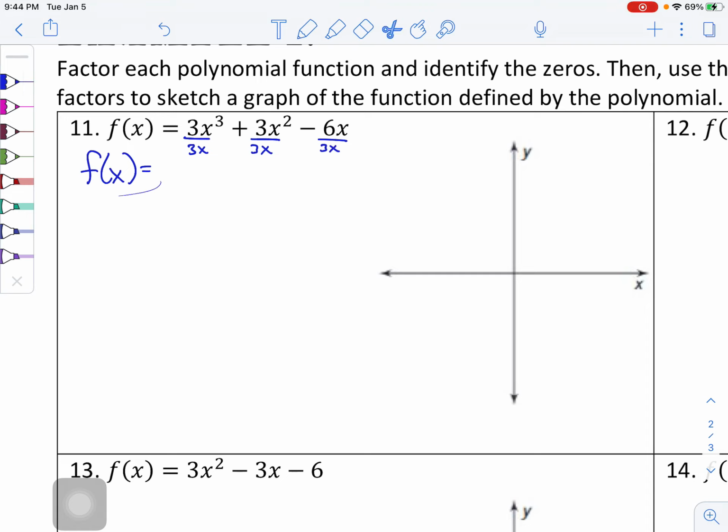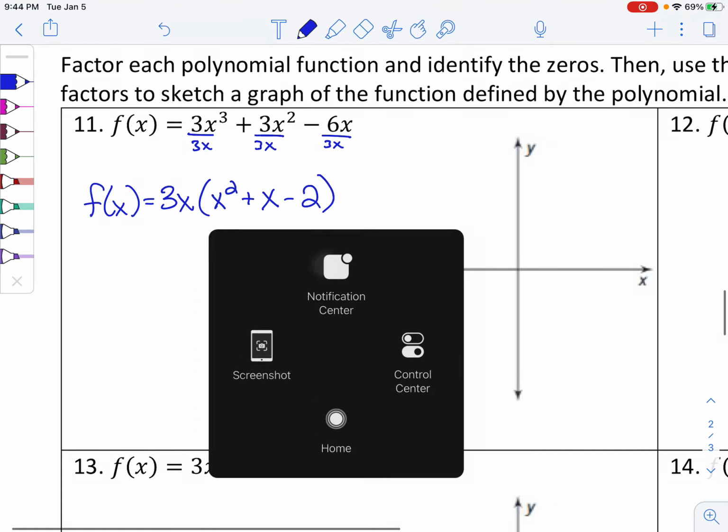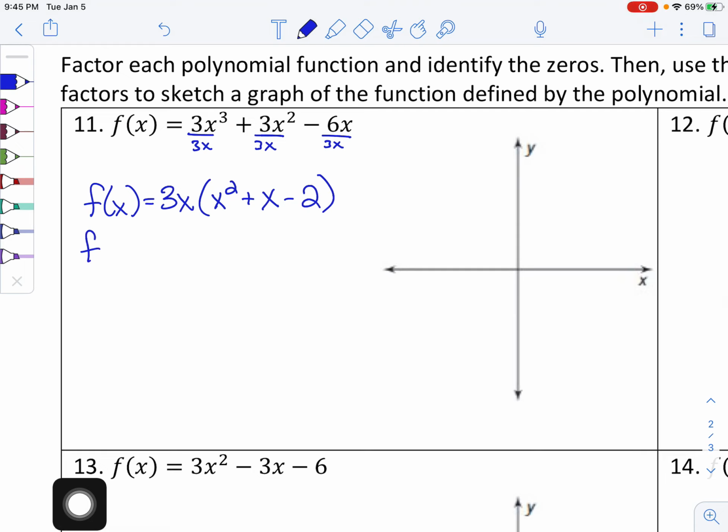Okay, so I'm going to give myself a little bit more room to work. I always do that. Okay, there we go. So the GCF is 3x. Let's see what's left over. So that would be x squared plus x minus 2. Now I want to see if I can factor this trinomial more.